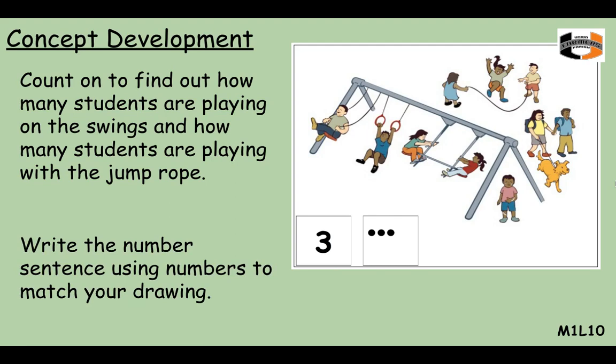Write the number sentence using numbers to match your drawing. 3 plus 3 equals 6. What does each number represent? 3 represents kids playing on the swings, and the other 3 represents the kids playing jump rope.